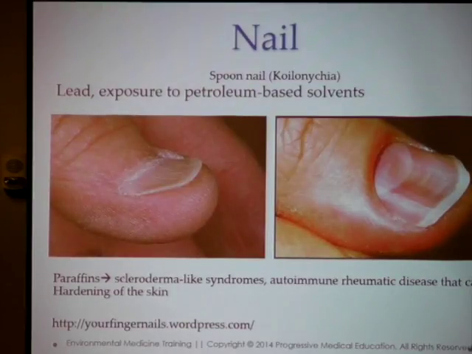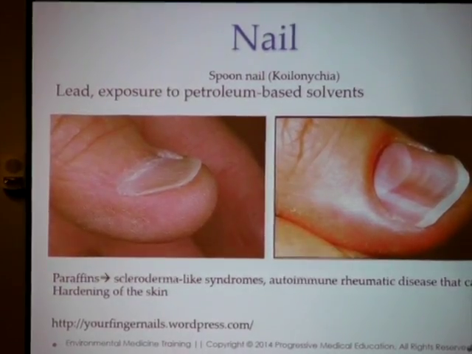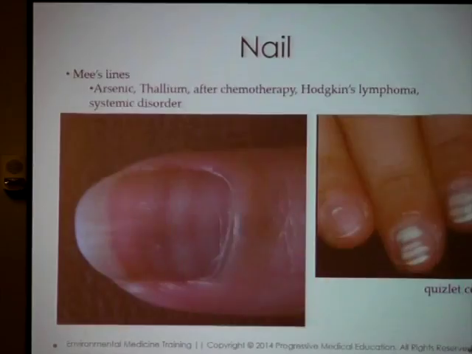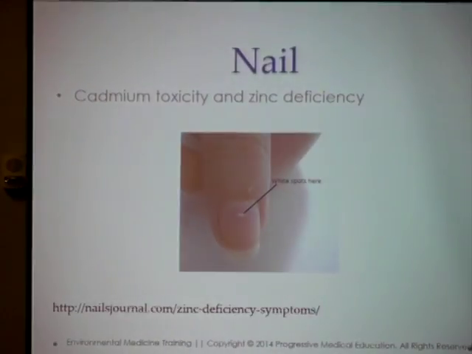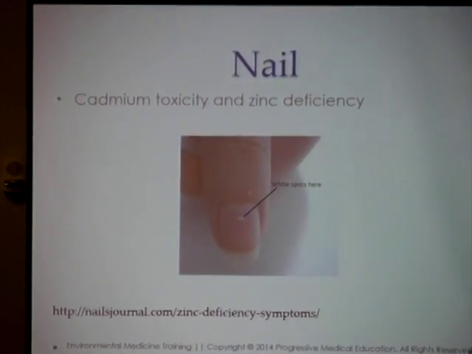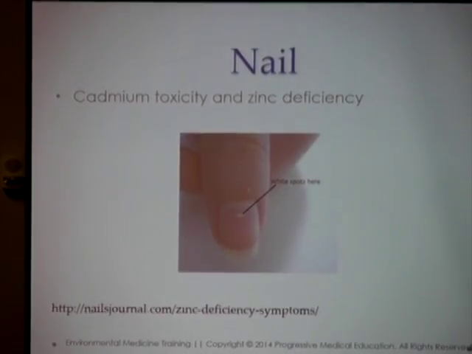So the body is utilizing the nutrient stores to help mobilize, and so it leads to this deficiency that gets presented in the nails. These are other nail presentations. And for cadmium toxicity and zinc deficiency, or cadmium, you see these little white spots. So that's pretty common.